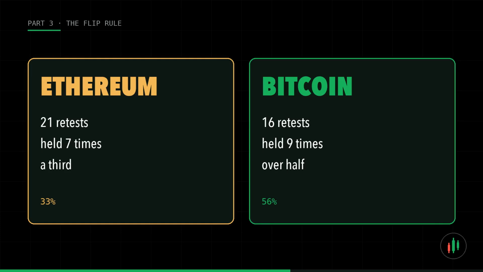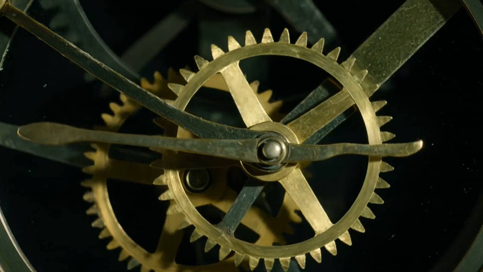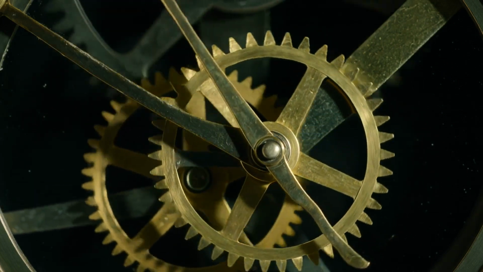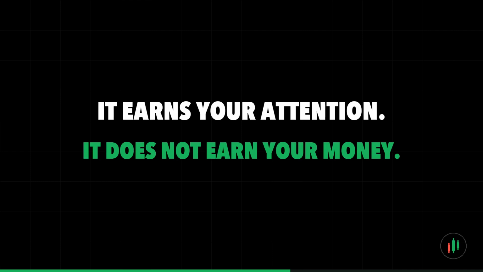Put them together, and it is 16 holds out of 37. Call it 4 times in 10. Now those are small samples, and I would not build a system on either of them. But that swing between the 2 is the actual lesson. A rule that gives you 1/3 on one asset and half on another is not a rule. It is a tendency, and tendencies do not deserve the confidence people give this one. The useful version is narrower. A flipped level is a place worth watching, not a reason on its own. It earns your attention. It does not earn your money.